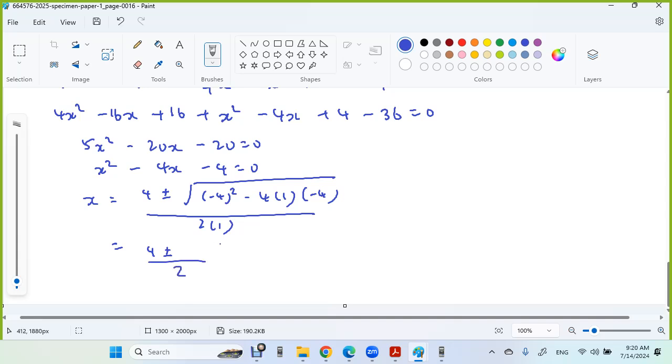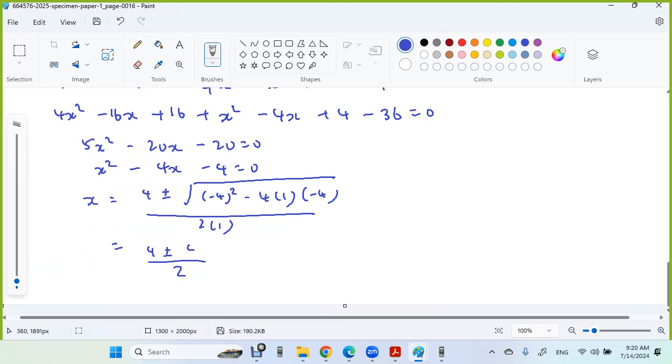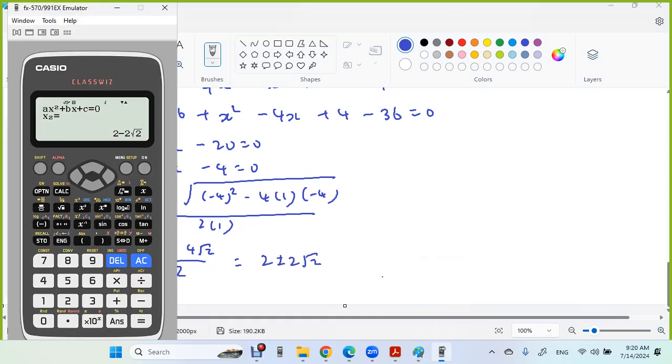This one will be 16 plus 16, then 32. So 32 will be 4 square root 2. Then this will be 2 plus minus 2 square root 2. So x is 2 plus minus 2 square root 2.